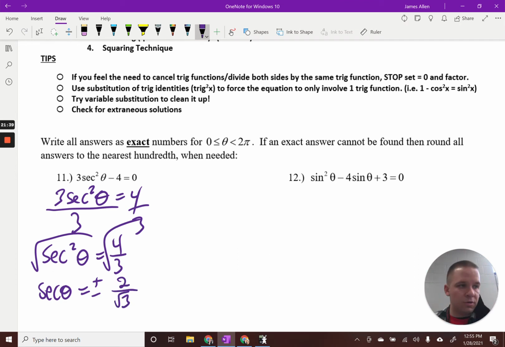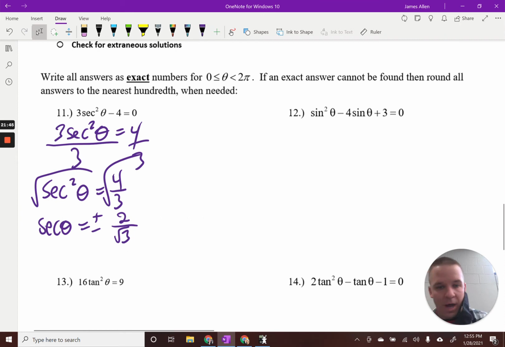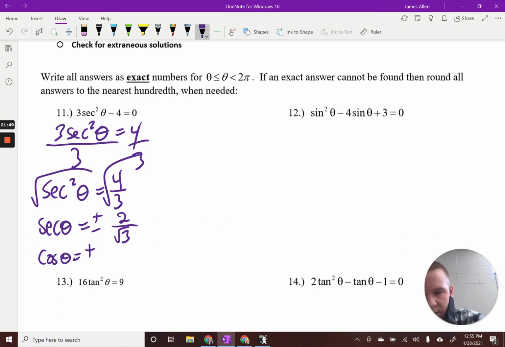Now, I'm not going to rationalize this right now, and here's why. Secant is the reciprocal of cosine, right? Well, how about I use that to my advantage? Cosine of theta is equal to plus or minus root 3 over 2. Cosine is going to be positive in quadrant 1 and quadrant 4, and then it's going to be negative in quadrants 2 and 3. So this is going to happen all over the place. Let's draw it up.